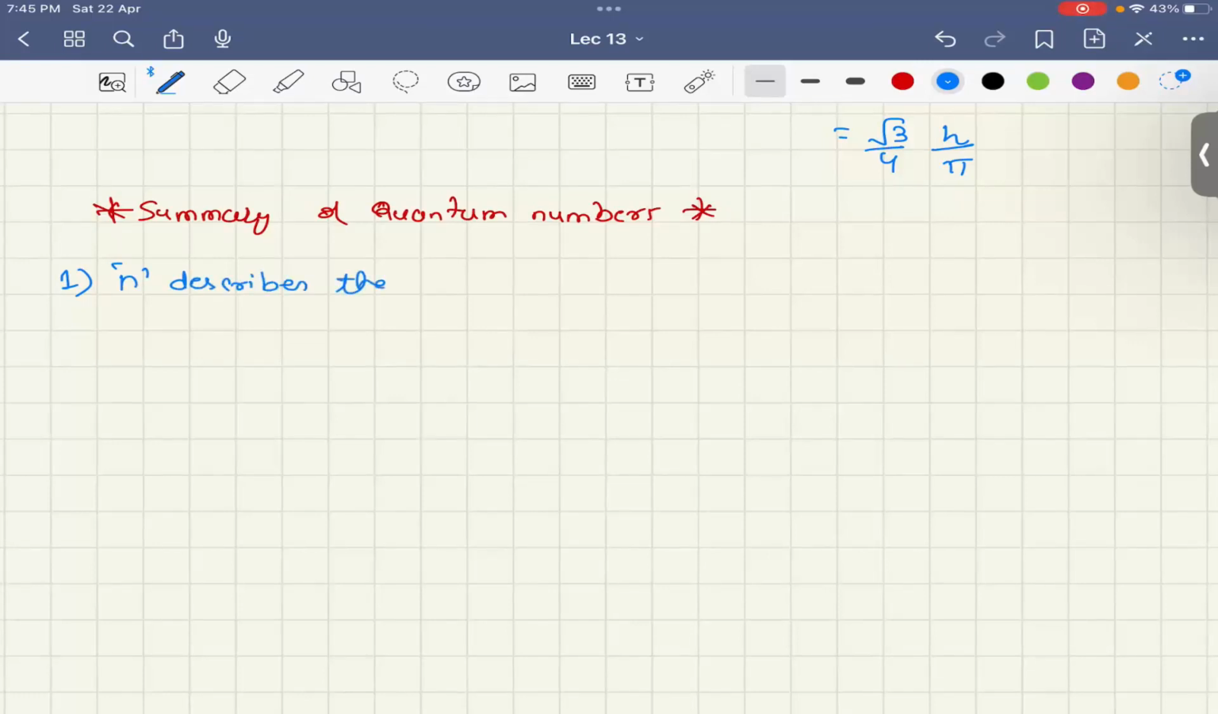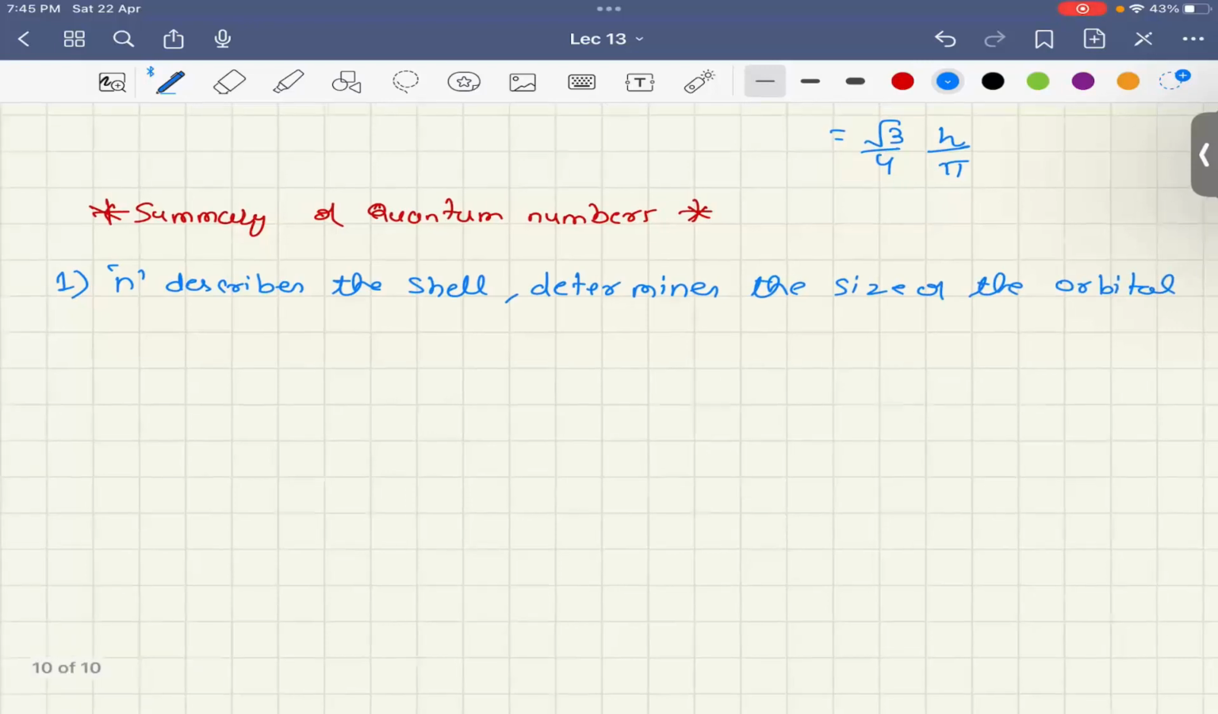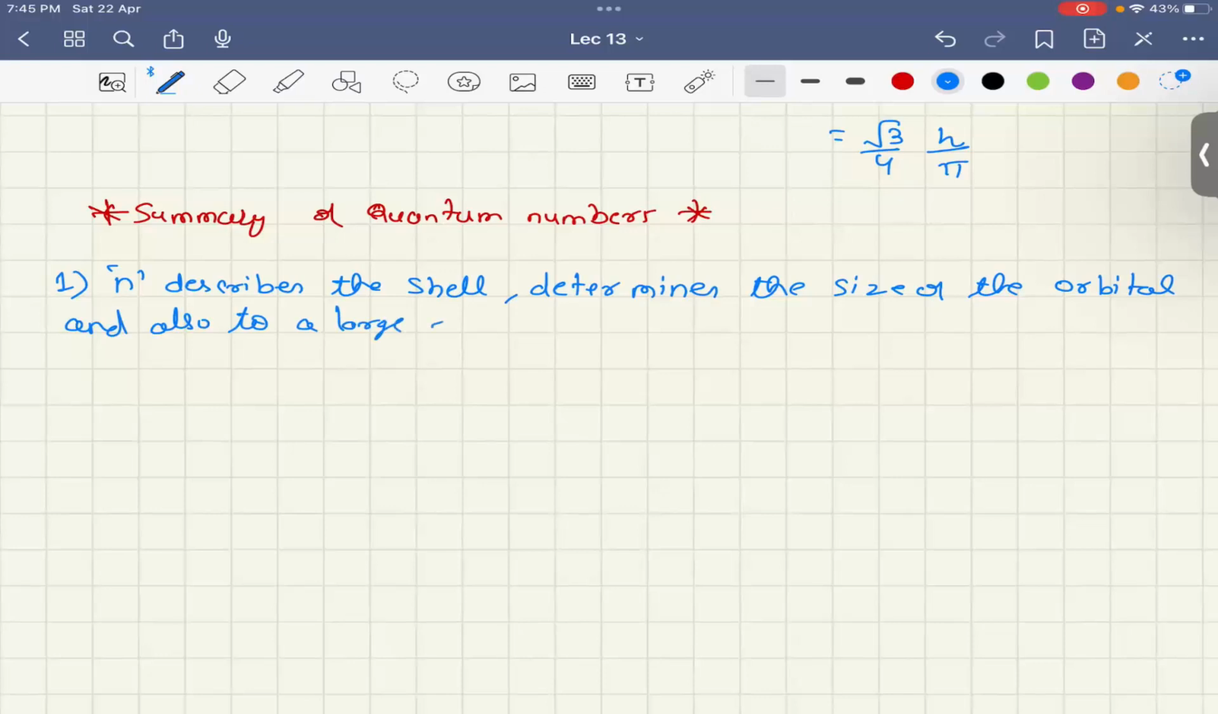So n describes the shell, which determines the size of the orbital, and also to a large extent the energy of the orbital, right?